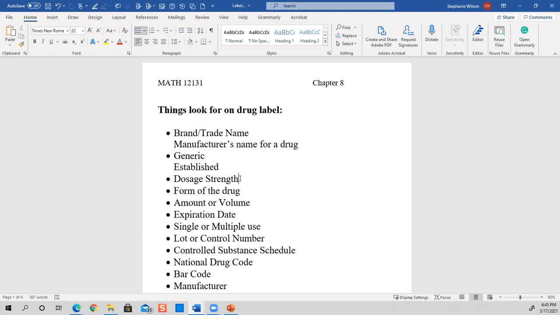The strength is telling me the milligrams or milliliters per unit, per tablet, per capsule, and so on. Form of the drug: is it a solid, a liquid, is it powder? So the form tells you the type. Will you be drinking it? Will you be swallowing it? Will it be an IV? And so on. Amount is going to be something you can count. So tablets and capsules, 1, 2, 3, 4, that's an amount. A volume would be if you were giving cough syrup, it's got liquid, right? So that's a volume. IVs are volumes.